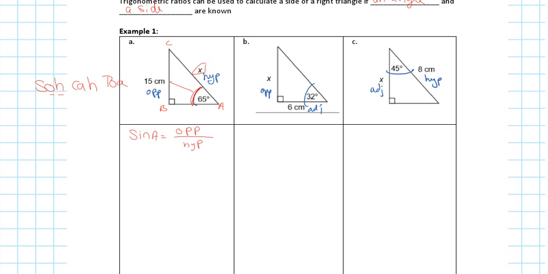Sine always comes with an angle. Sine, cosine, and tan are always accompanied by an angle, so you always have to write an angle with it. In this case, I know that angle A is 65, so I can replace angle A with 65. I know my opposite, 15. What's the opposite? And I don't know what the hypotenuse is.